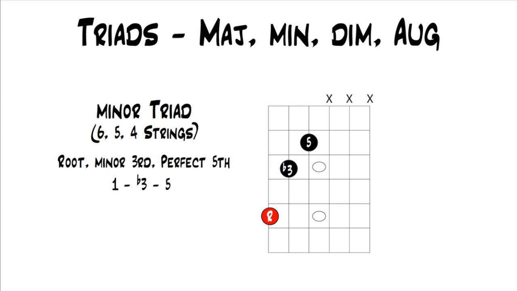And as you'll remember, a minor triad is a root, minor third, perfect fifth, or a 1, flat 3, 5. So the only difference between a major triad and a minor triad is that a major triad has a major third and a minor triad has a minor third. And then from a minor triad we can go to the diminished triad. So we just move one note.